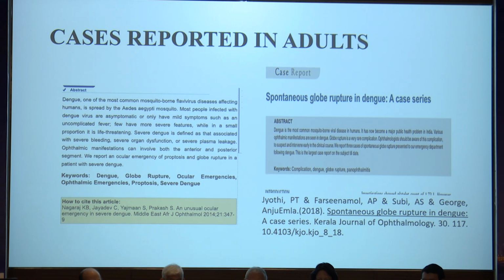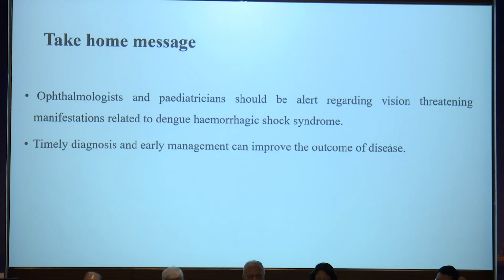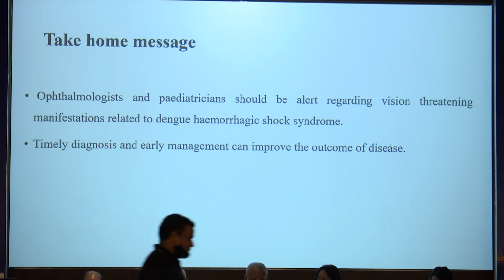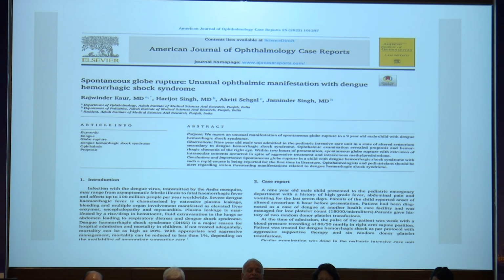These are the two cases reported, which are given in the references. Cases have already been reported in adults, such as the spontaneous globe rupture case series and the one case report by Chhatraj, Jaydev and Nagaraj. But this is the first case reported in a child. Ophthalmologists and pediatricians should be alert regarding the vision-threatening manifestations related to dengue hemorrhagic shock syndrome. Timely diagnosis and early management can improve the outcome of the disease. This case has been published in the American Journal of Ophthalmology Case Reports.